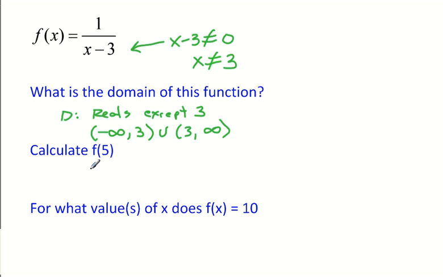All right, our next question simply asks us to calculate f of 5, and all we have to do is plug it in the formula. So f of 5 equals 1 over 5 minus 3, and our answer is 1/2.